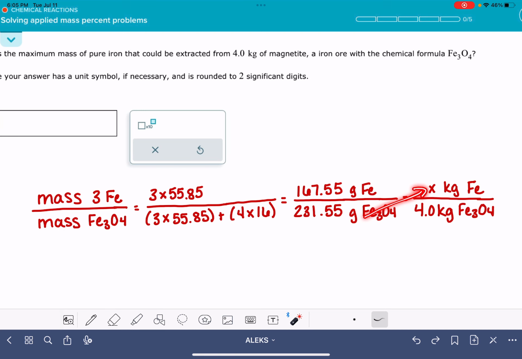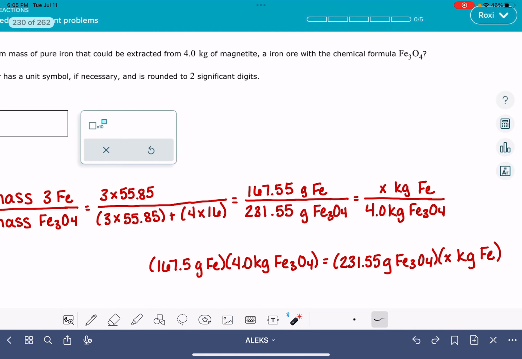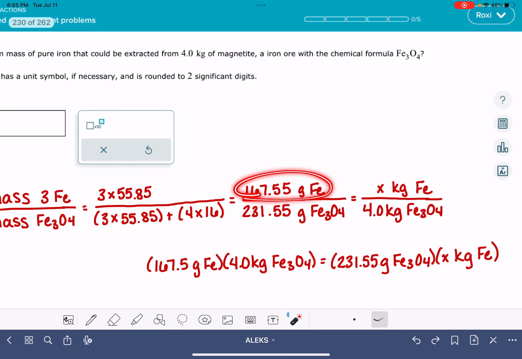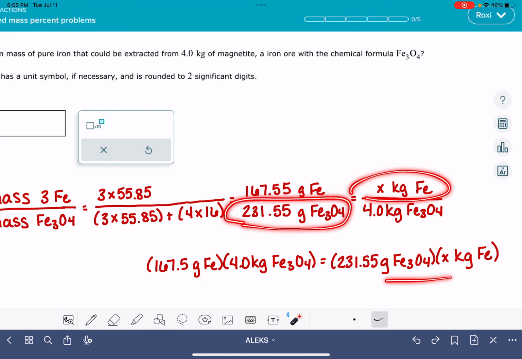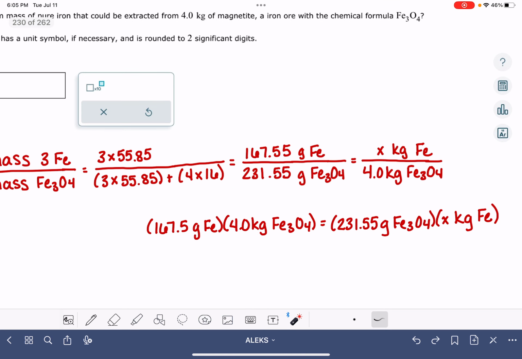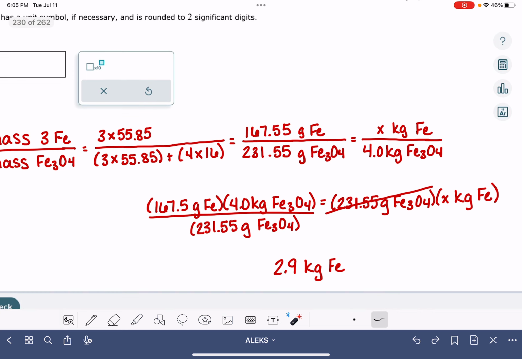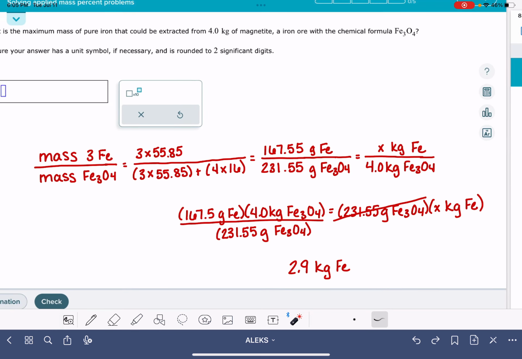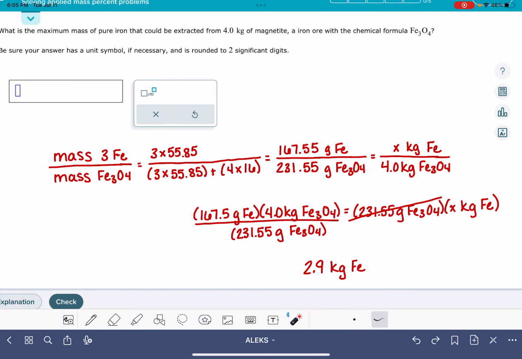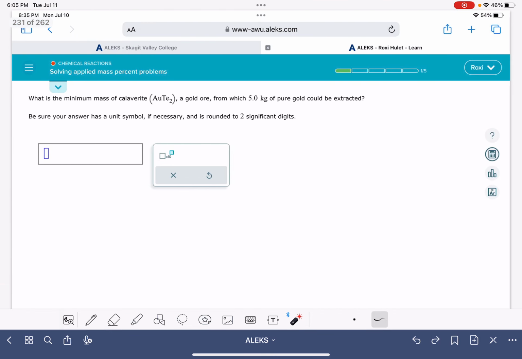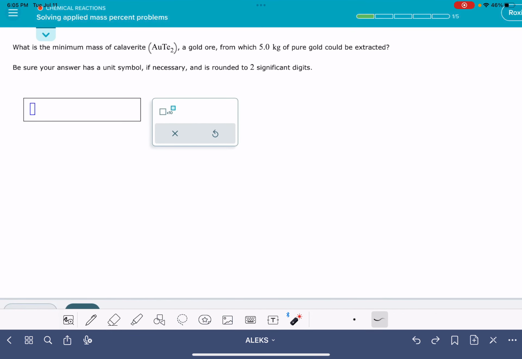So I'm just going to use this cross multiplication rule and set up this equation. 167.55 times 4 kilograms is equal to 231.55 times that unknown x. I am going to isolate that unknown x variable by dividing both sides by 231.55 and solve for x. ALEKS is pretty generous with the sig figs here, only wants 2 sig figs, which gives you quite a bit of room for rounding.